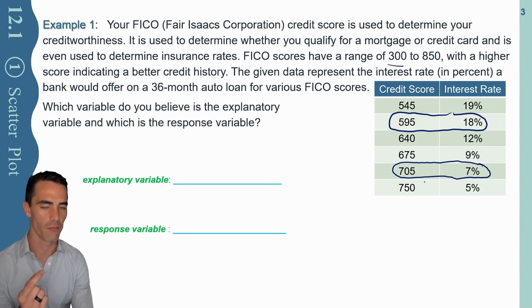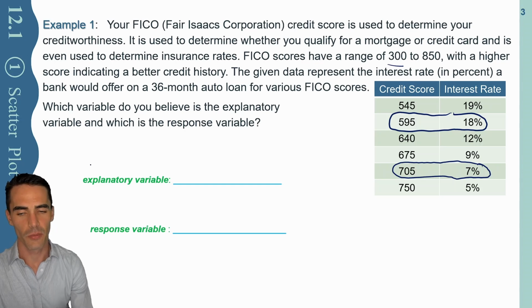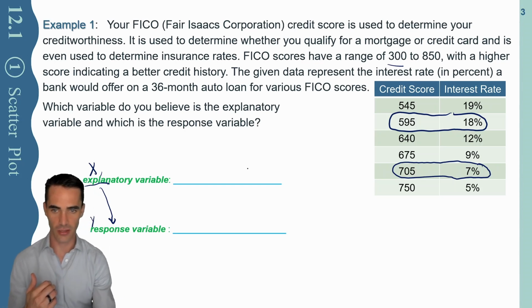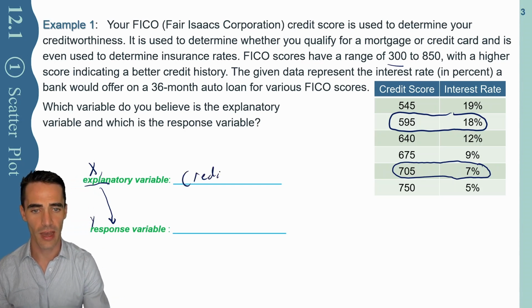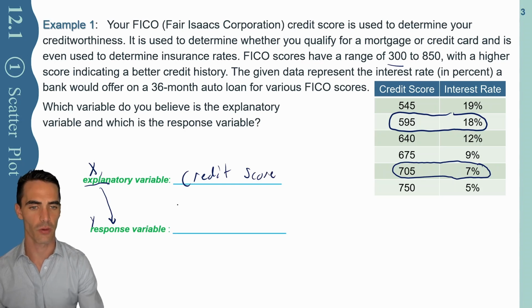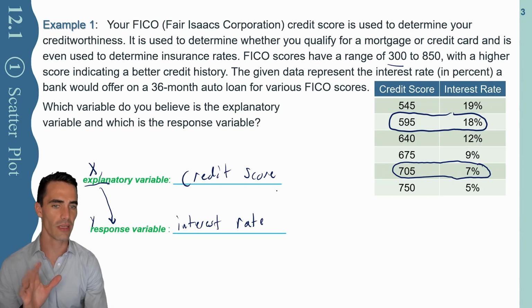You might be able to tell from the way I'm phrasing that which one is the explanatory variable and which one is the response. When we think about the explanatory variable, that's the X, or the one that hopefully comes first, that explains the response variable, the Y. Even from the bank's perspective, they're sitting there waiting to receive a credit score, so then they can help give out an interest rate. So credit score is the explanatory variable, while interest rate is the response.